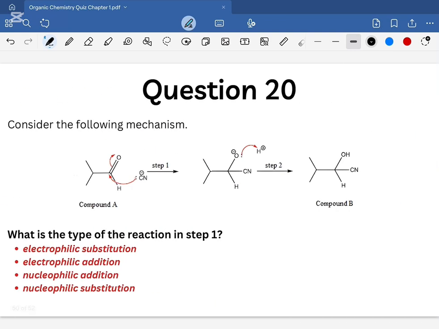Now, what's the type of reaction in step 1? So we're using the CN, the cyanide, and it's being added to this partially positive carbon. As you can see, we have an oxygen, so this carbon is going to be positive, and this is going to be negative. This is an electrophilic site. The CN is going to be added over here, so this type of reaction is a nucleophilic addition, as we're adding the CN, and then we're adding the OH, the hydroxyl group. So this is a nucleophilic addition. Remember, CN is the nucleophile.